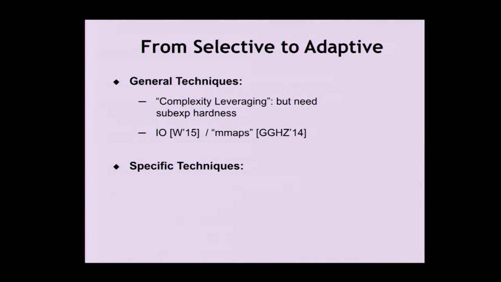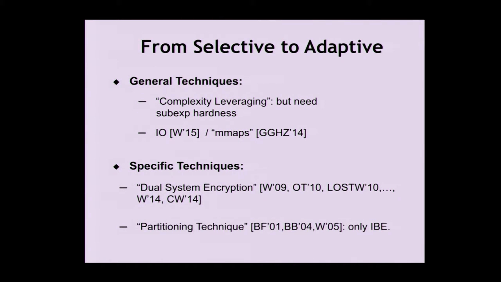However, in the literature there were also other techniques for obtaining adaptive FE. The situation was that these techniques are tailor-made to specific bilinear map-based constructions. There have been many works in the past, so I don't want to go into these details.